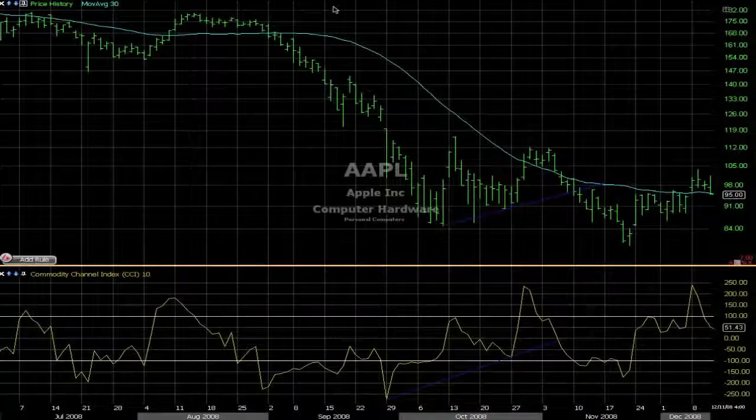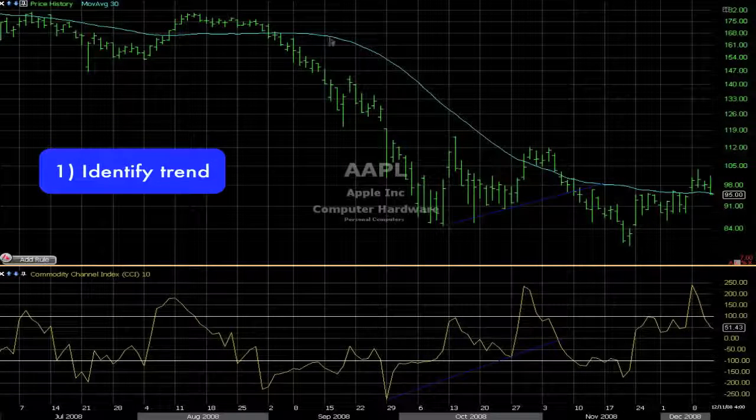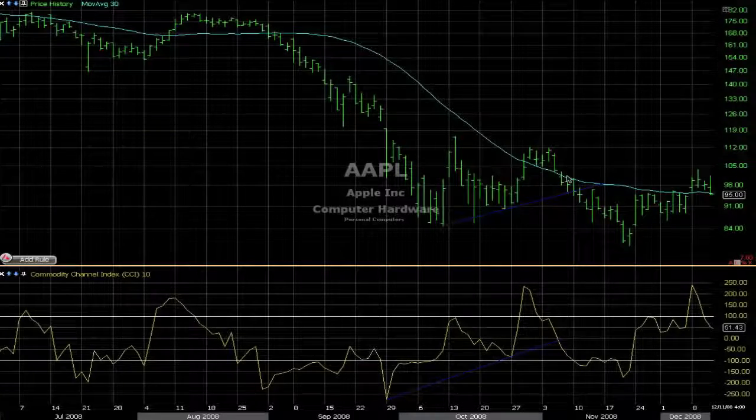Here's another way of using the CCI. I've removed the color coding on the CCI in order not to get confused about the overbought and oversold signals, because this is a trendline break trade. So first, identify the trend. I see that my MA is downsloping, so the trend is down. I'll only take trendline breaks to the downside.